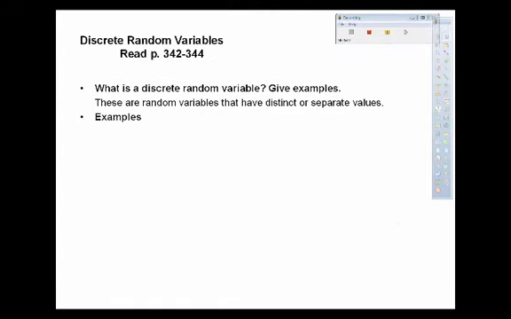Discrete variables are distinct, separate values. They're ones that we can count. They're countable numbers. If you're talking about continuous, which we're going to cover a little bit later this chapter, continuous numbers can't be counted. And just because it's random and discrete doesn't mean that it is finite. It could be an infinite number, but they're countable numbers. Where continuous are not. I'll get to that later on.